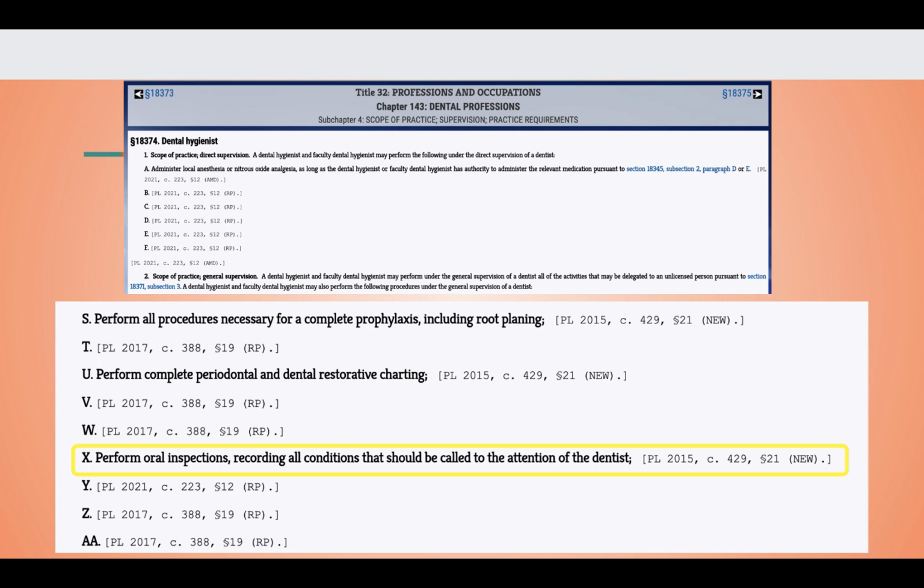So again, this is 2023. This is from the State of Maine Dental Board website. Every state would be different. So if you're watching this on the NECADE channel, please check with your particular state's rules and statutes.